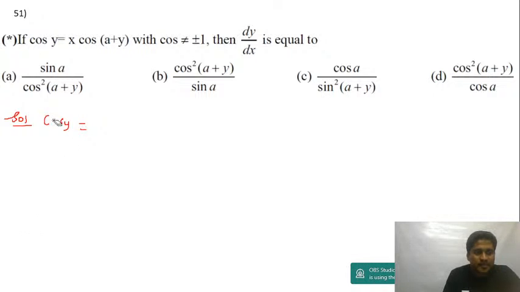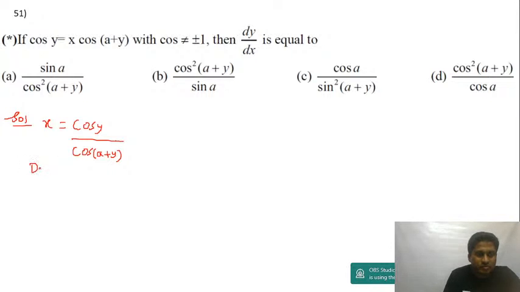Right, I write x as a function of y. You can differentiate as it is, no problem, but it will be a little lengthy. Just make x a function of y. So I'm going to write this as x is equal to cos y divided by cos of a plus y. Okay, make x a function of y. Right, now let me differentiate with respect to y.